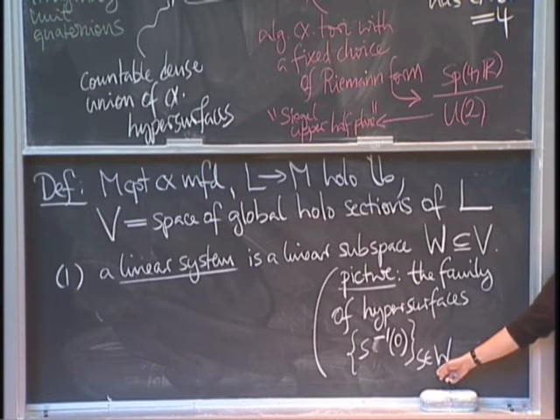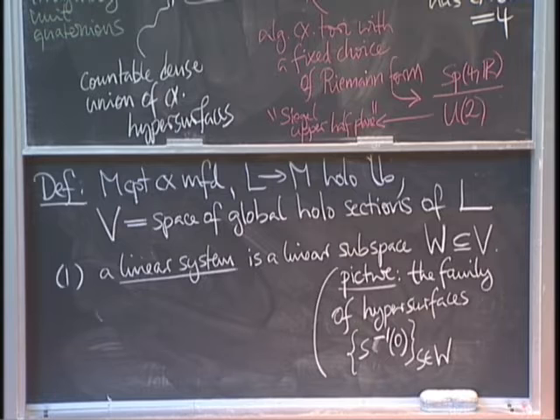And the parameter space is W, but actually any two sections that differ by a non-zero scalar are going to give you the same hypersurface. So actually the parameter space is a projective space. It's the projective space of W. So you think about a compact family of hypersurfaces moving around in your manifold.